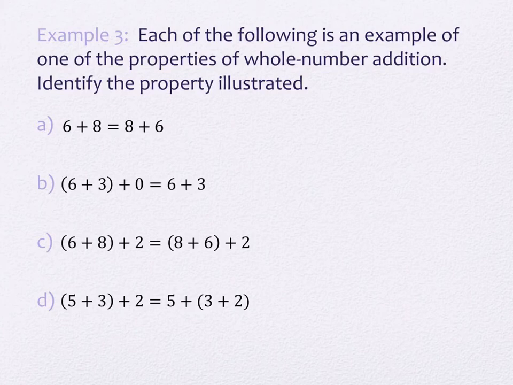Okay, so what did you decide the first one was? What property is that? That's the commutative property. So commutative property can be identified because something changes locations. How about the second one?